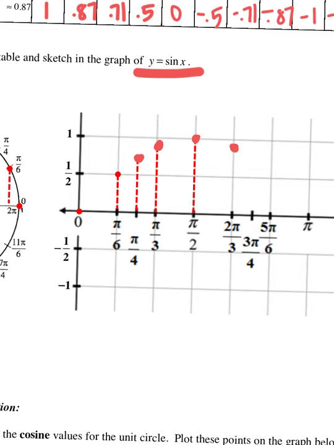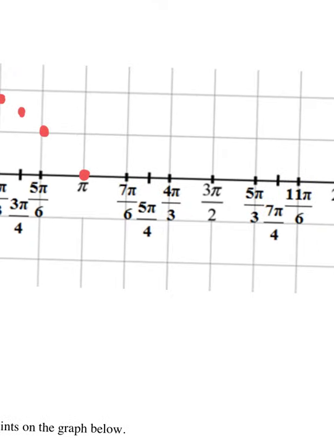Our next tick mark is 3 pi over 4. Okay, now 5 pi over 6 is at 1/2. And then pi is at 0. And this looks nice and symmetric, one way to check your work. As I continue going, 7 pi over 6 was at negative 0.5. And then 5 pi over 4 was at negative 0.71.